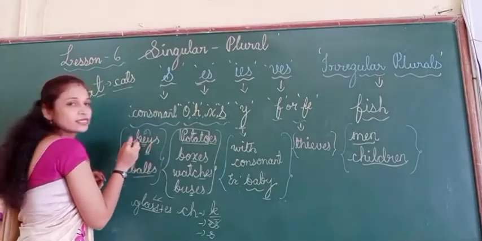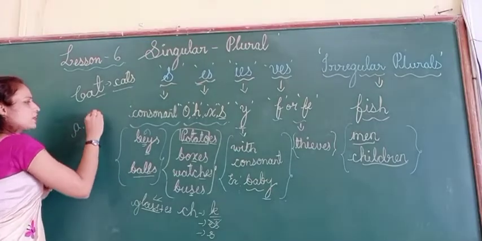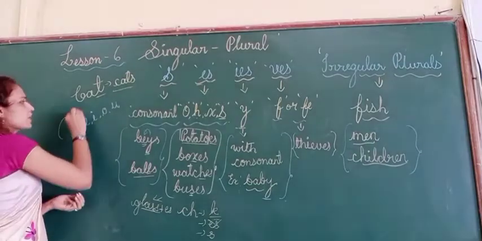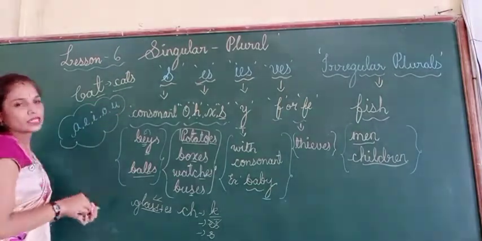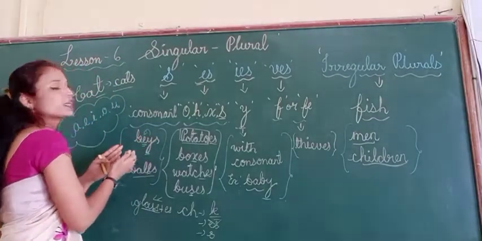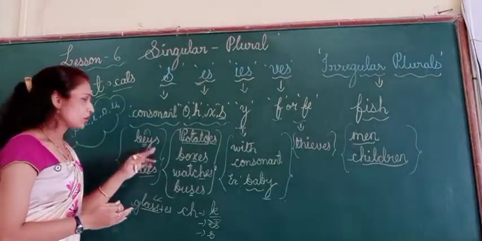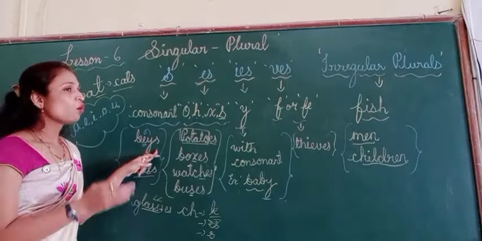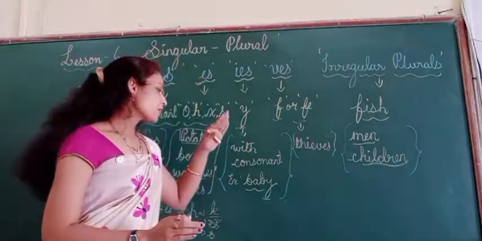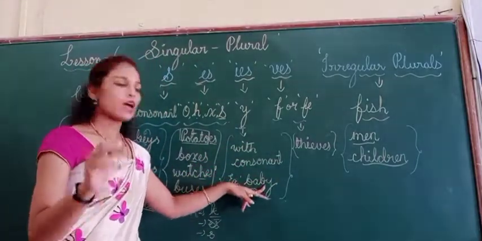What is this? It's a vowel. Which are vowels? A, E, I, O, U. These are called vowels. When we write Y and the previous letter is a vowel, we will add only S. What we will add? Only S. If the same Y appears at the end of a word, we have to see the previous letter, children.